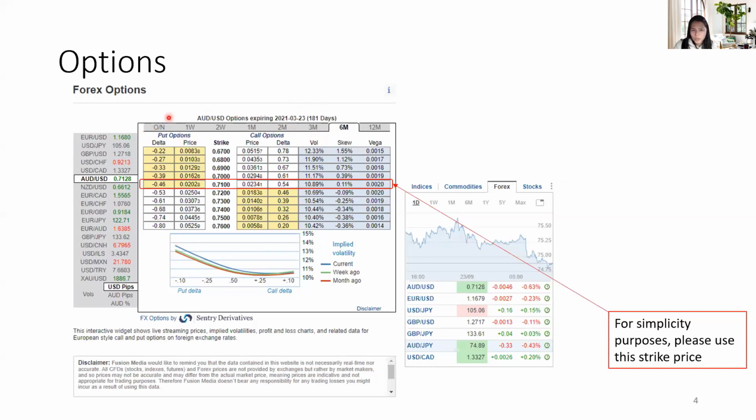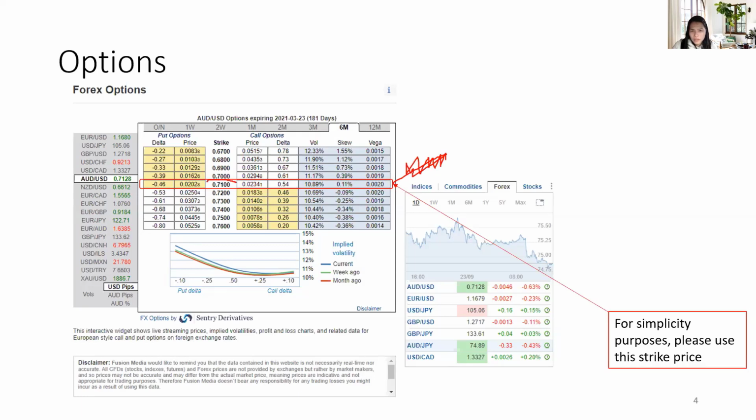If you look at the options, there will be a few different options depending on the strike prices. Here are the put options and here are the call options. You have to determine based on your hedging strategy whether you want to buy a put or a call option. In terms of the appropriate option to use, I would recommend something in the middle. So if you are going to use this data here, I would recommend using the strike price of 0.71, Australian dollars per USD.